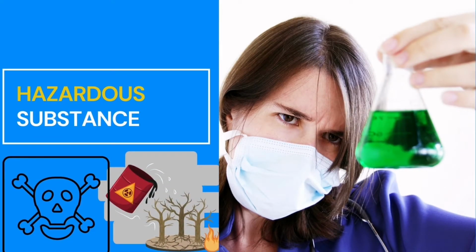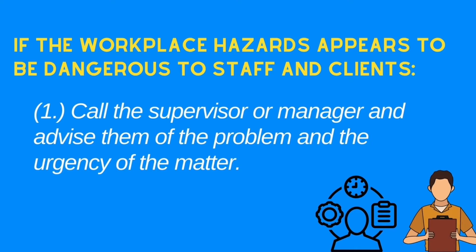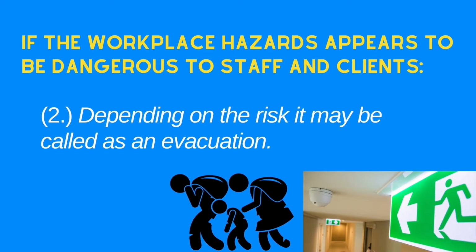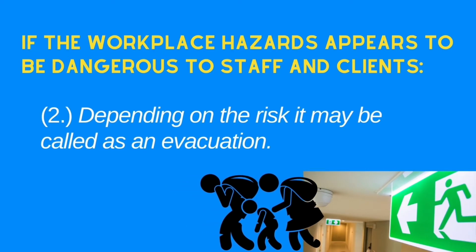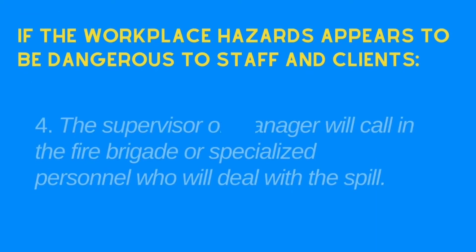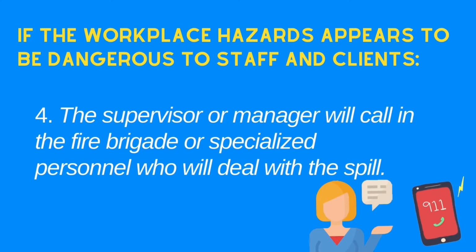Hazardous substance. If the workplace hazard appears to be dangerous to staff and clients and professional assistance is required, you need to call the supervisor or manager and advise them of the problem and the urgency of the matter. Depending on the risk, it may be called as an evacuation. Follow the evacuation procedure. The supervisor or manager will call in the fire brigade or specialized personnel who will deal with the spill.